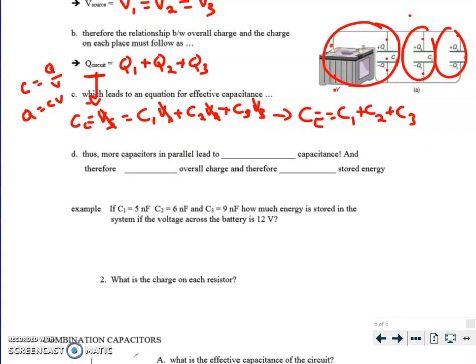So what's the upshot of this? More capacitors in parallel lead to more capacitance. So I may have shown you that bank of capacitors that created the big spark in one of the tutorials. That's how you can do that. You take a bunch of little capacitors, you put them in parallel, you can build up a lot of charge. Right? Therefore, I'm sorry, that should say more overall charge.